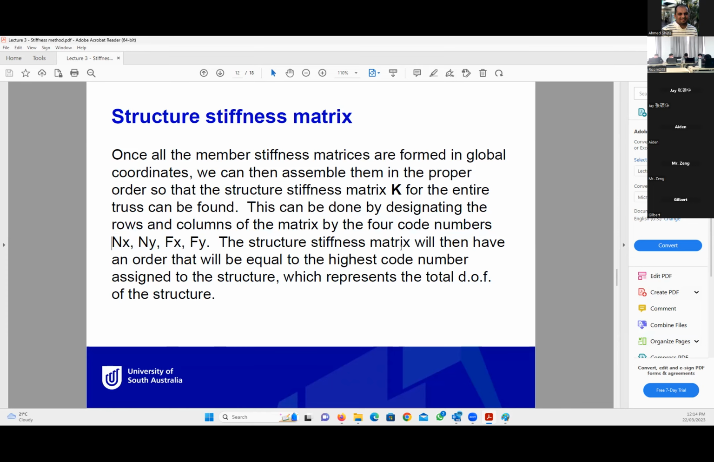The structure stiffness matrix will then have an order equal to the highest code number. If the highest code is 4, it will be 4 by 4. If we have a truss of 4 members, it could be 16 by 16, something like this. The order of the whole structure's stiffness matrix is the highest numbering, and this represents the total degrees of freedom of the truss. If we have 8 degrees of freedom, it will be 8 by 8, 4 degrees of freedom, 4 by 4, and so on.